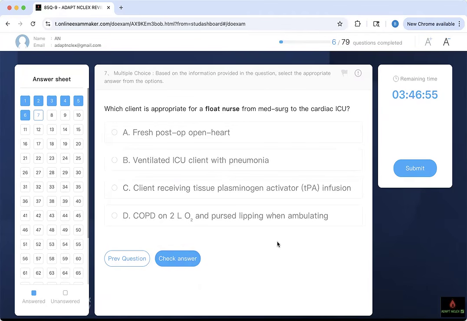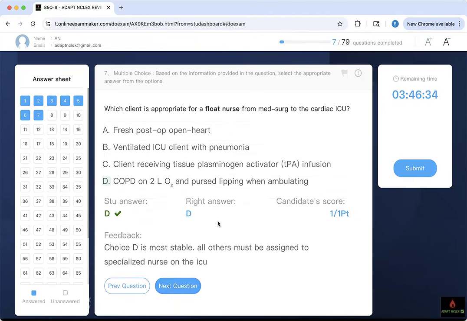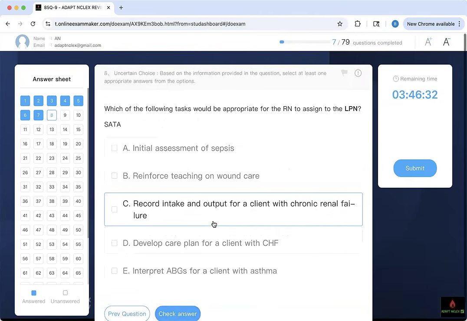Open heart surgery, too much for the float nurse. Patient is ventilated. It's not a problem, but it's pneumonia. But there's somebody there that is better. TPA can bleed and they can have a stroke again. The COPD patient is stable. He's on 2 liters. There's nothing. Saturation is not dropping. He's just walking with pursed-lip breathing, doing what he's supposed to do. Therefore, appropriate for a float nurse.